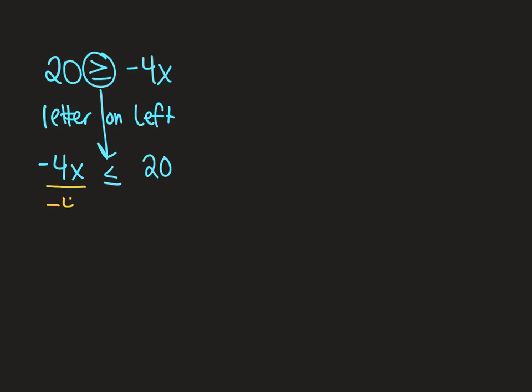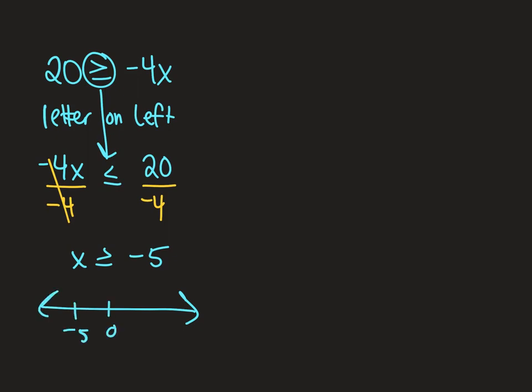When I divide by a negative, guess what? I'm changing it back. Now it's going this direction. So if the letter is on the wrong side, my advice is move it to the correct side. Then only because we were dividing by a negative did this one flip. It would be a closed dot and it would be going to the right. Closed dot, going to the right.